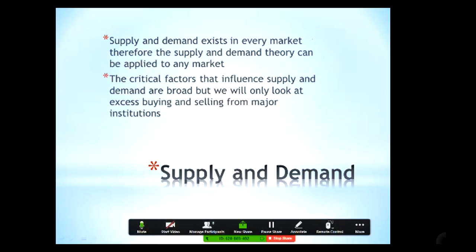Now, supply and demand exist in every market. Therefore, the supply and demand theory can be applied in any trading market. So you'll be trading indices. You can trade equities. You can trade bonds. You can trade T-bills. You can trade interest rates. Anything you can trade using all of this, what I'm about to delve into in terms of supply and demand, because it is really a universal market. It's in every single thing. It's in day-to-day life as well.